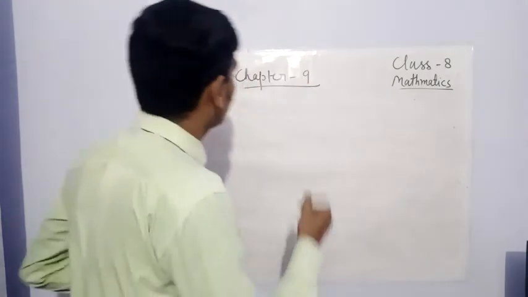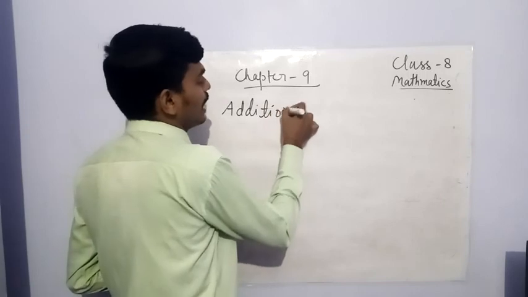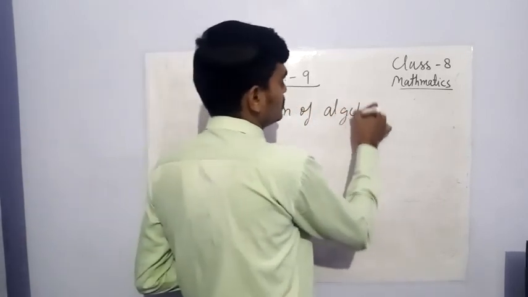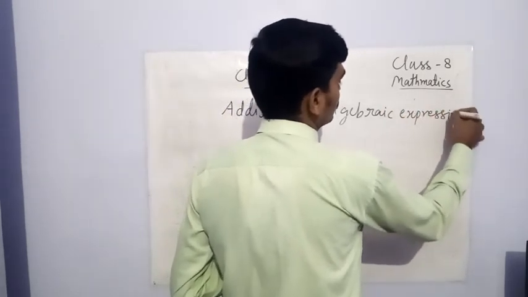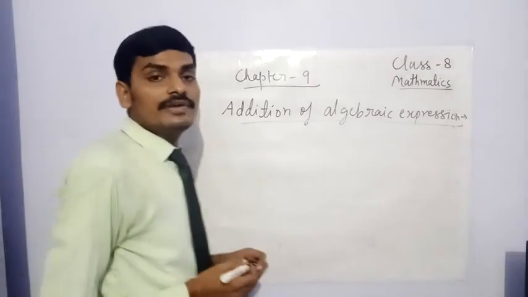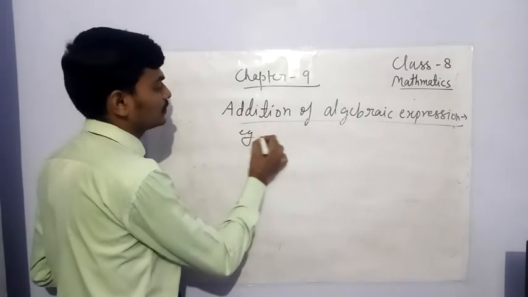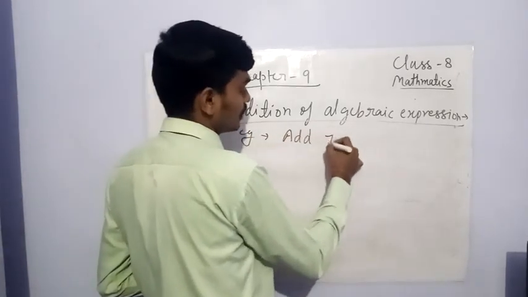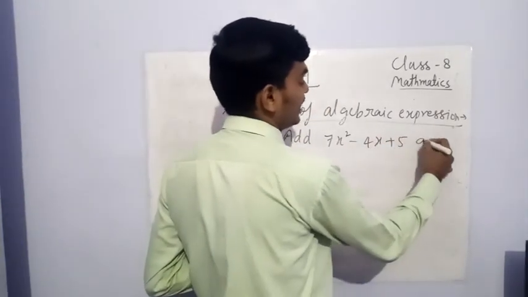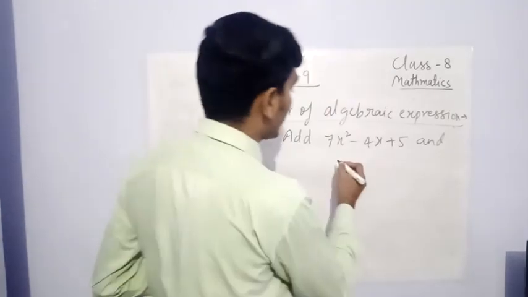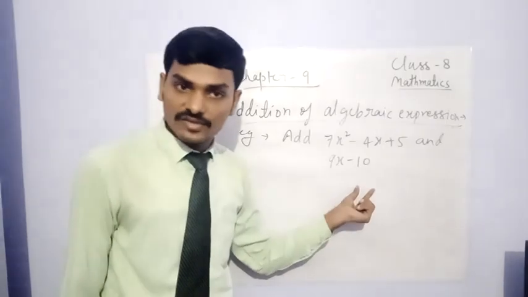Now come to the addition of algebraic expression. How will we add the expression? For example, add 7x square minus 4x plus 5 and 9x minus 10. How will we add these two algebraic expressions?